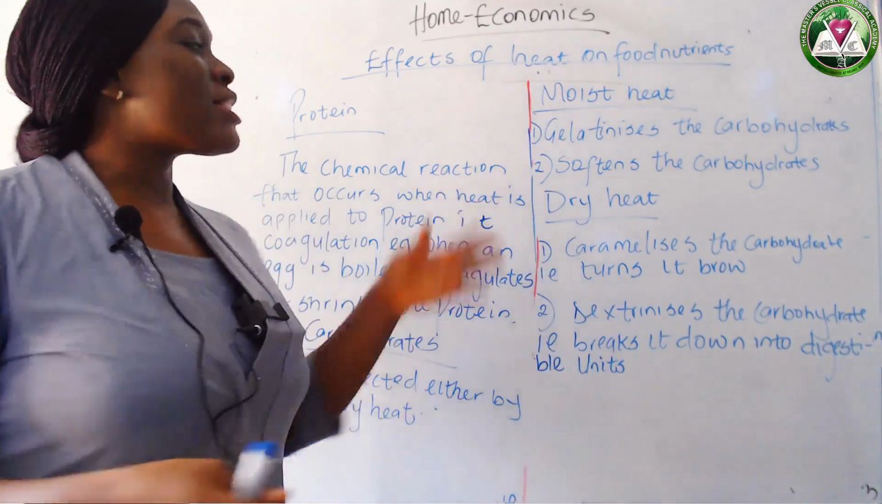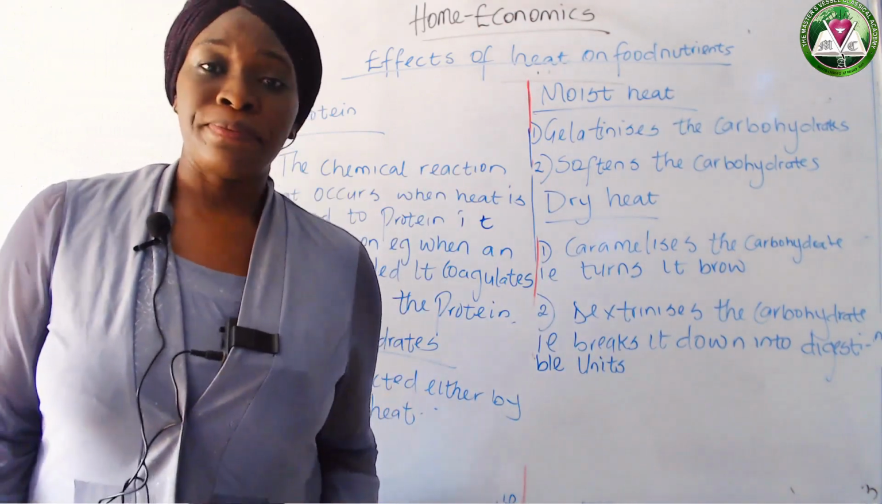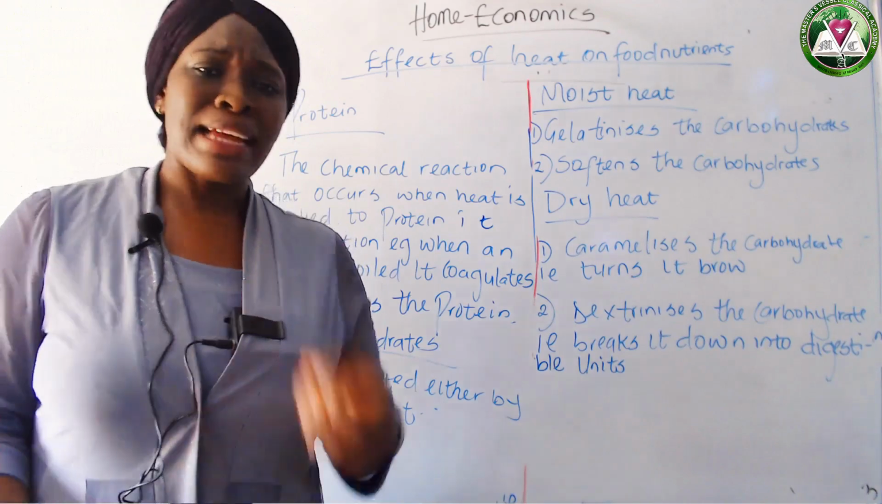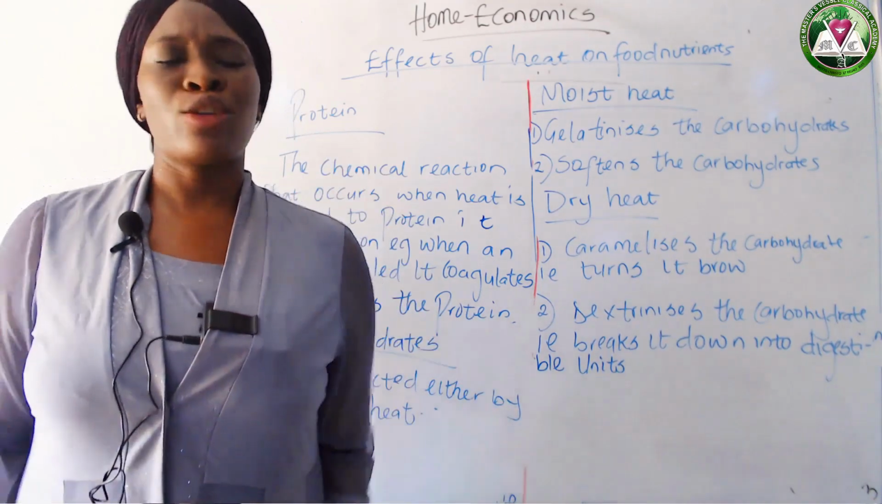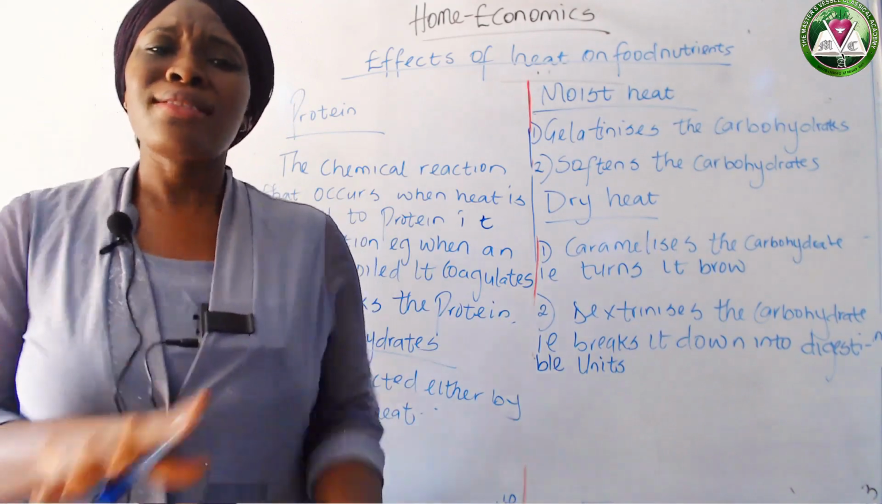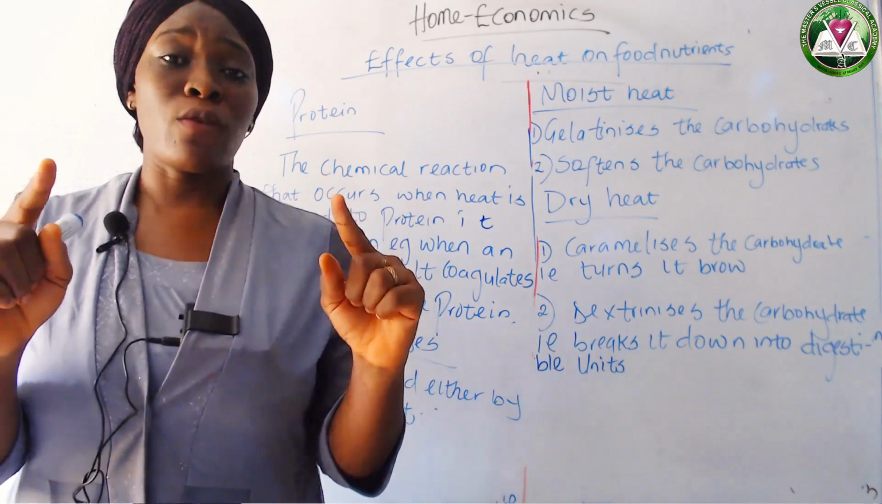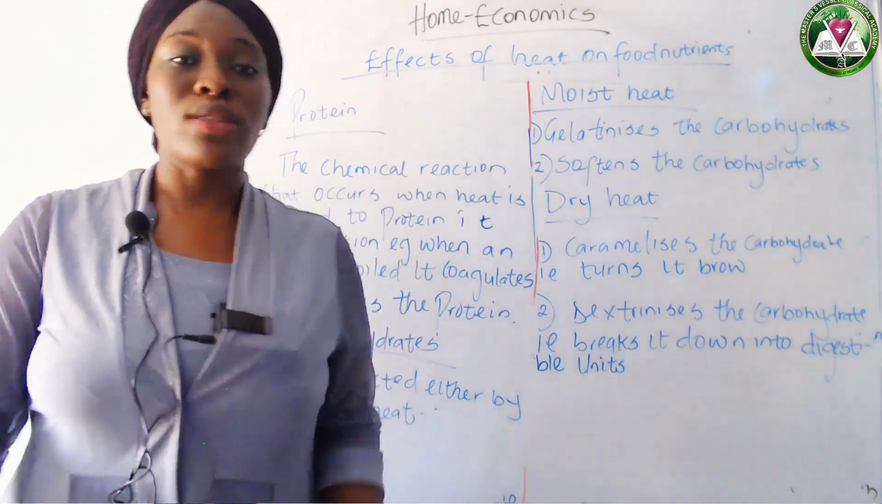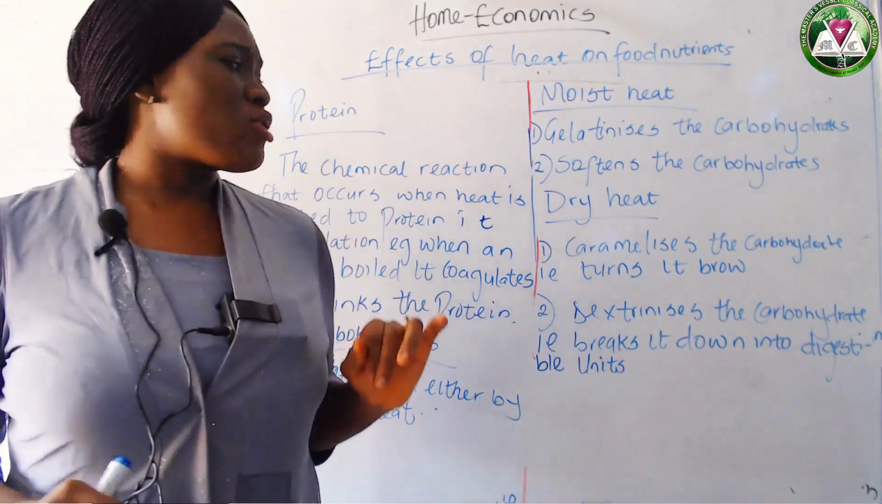The next one is that it softens the carbohydrate. So even, for instance, when you're preparing your yam, will you just get yam and start eating like that? No. But when you cook it, it softens it. So you'll be able to consume it. So that's one of the effects of moist heat on carbohydrates. And the next one is the dry heat.